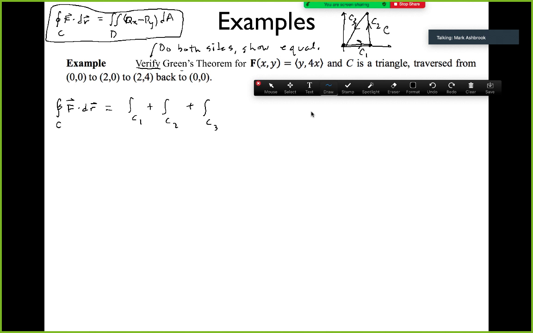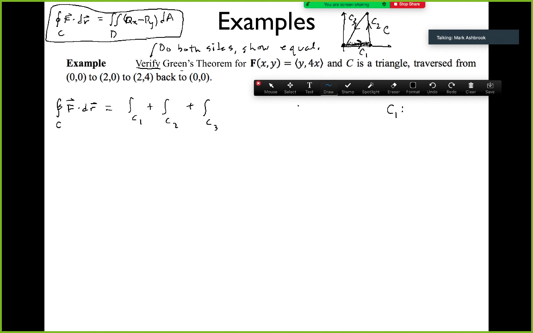Okay, so that means we need to parameterize the curve, right? Parameterizing the curve means writing a vector function that gives us every point on that curve. That's what vector functions are. Vector functions are curves, and so as such, they tell us every point on a curve, either in the plane or in space. So C1, let's do that over here.